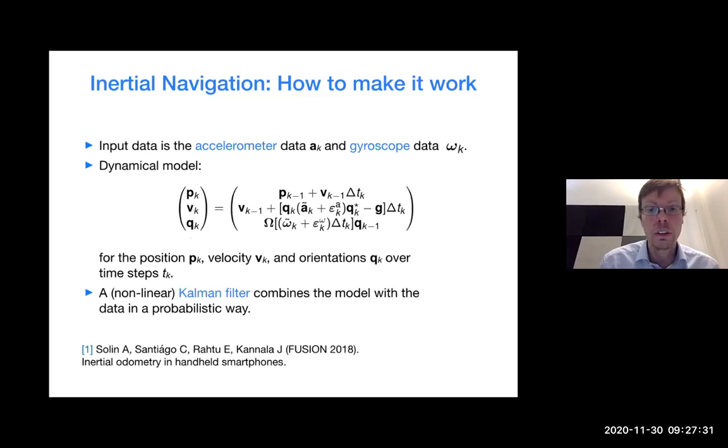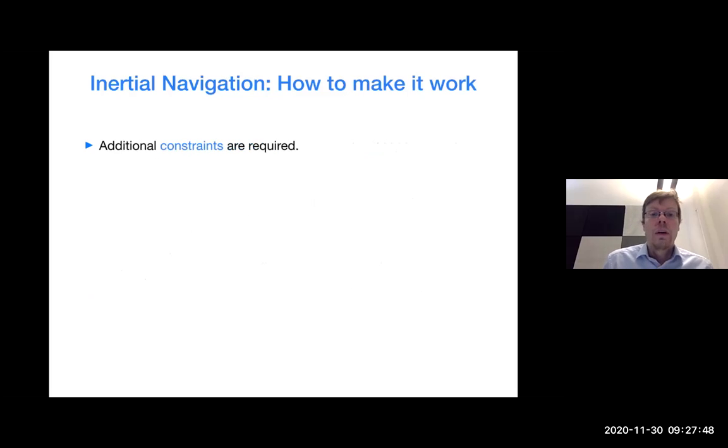And we can solve this kind of state estimation using a nonlinear Kalman filter, which combines the model with the data in a probabilistic way. So here the data are the sensor measurements from the accelerometer and gyroscope. But like mentioned, even a small error and noise in the signals will rapidly accumulate and cause drift that makes this kind of direct integration using a nonlinear Kalman filter impractical. So we need some additional measurements or constraints.